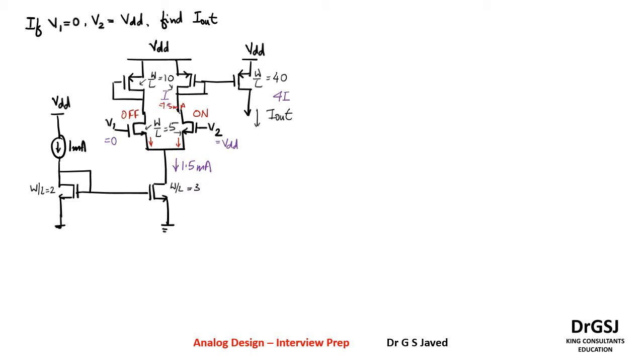So equivalently, when we have 4 times the value flowing here, the I out current is equal to 4 times 1.5 milliampere, which is 6 milliampere.